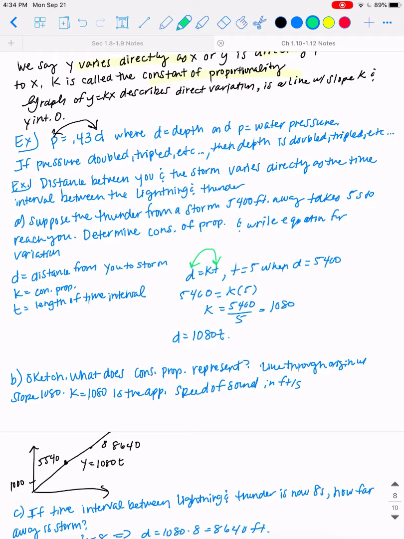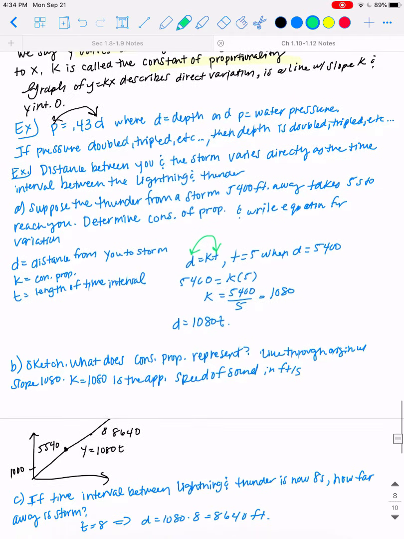So our d is 1,080 t. We plug our k back in, so this is our equation for variation.